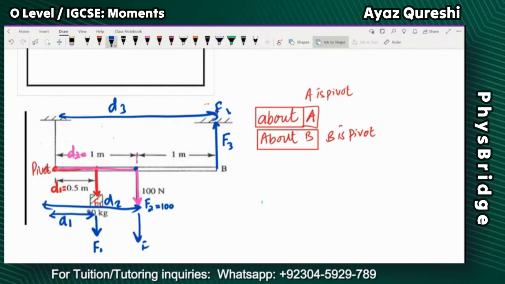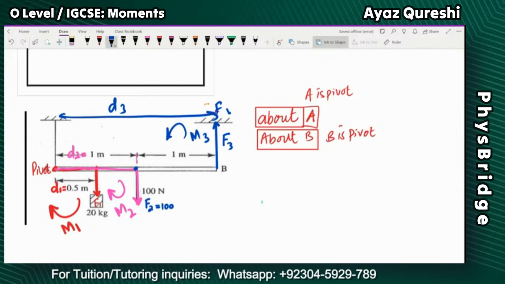For the next step, because I have a class ahead, let me quickly give you a trick. This is your M1, moment number 1, because this is for F1 and D1. This is your moment number 2, and that is your moment number 3. Which two moments are in the same direction? You will simply add them. All the moments which are in the same direction, you will add. So you will write M1 plus M2 equals M3.